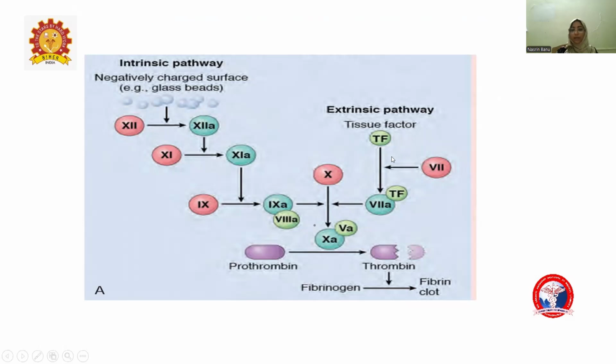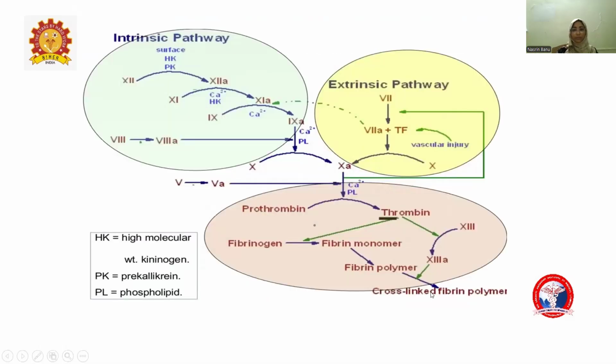In the presence of factor 7, tissue factor will convert it to activated factor 7A, and activated factor 9A in the presence of activated factor 8 will convert factor 10 into factor 10A. That will convert prothrombin to thrombin. Then in the presence of thrombin, fibrinogen will get converted into fibrin clot.